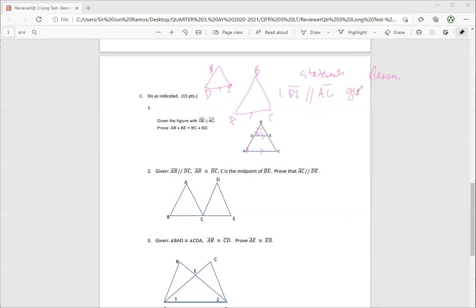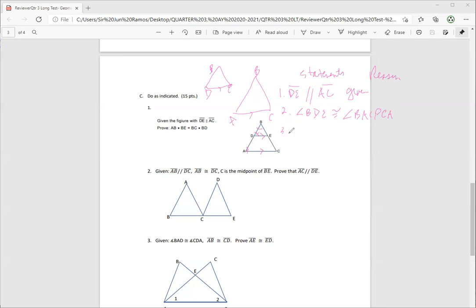That's given. And the implication of that is that angle BDE is congruent to angle BAC. BDE, BAC. Because we have two parallel lines, therefore the corresponding angles are congruent. So, parallel there and corresponding angles are congruent.